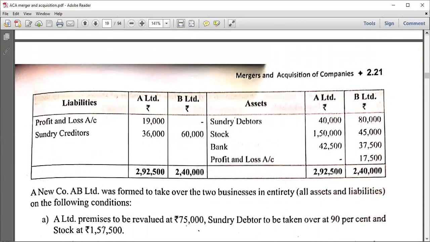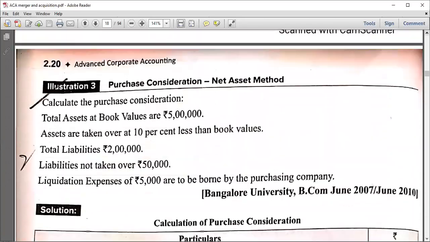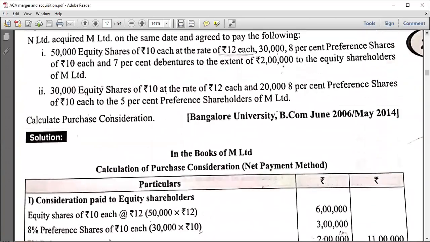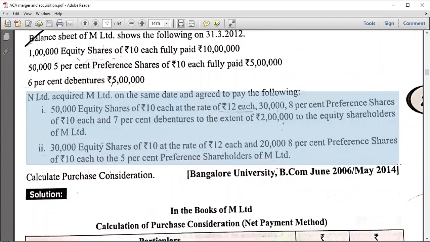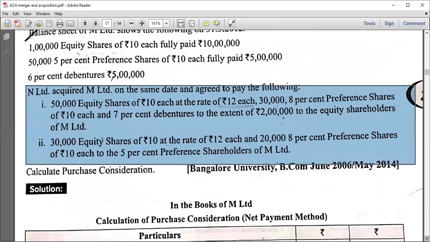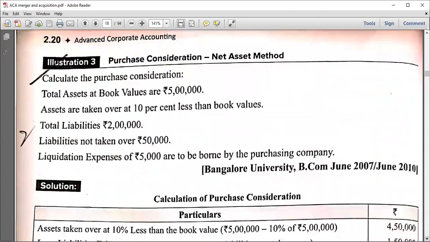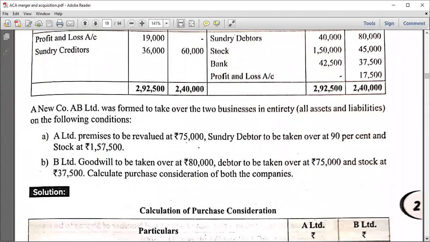So look at the question now, which I've already done in the previous video. Good question. But see here, they have given full information. They have given full information regarding payment to preference shareholders and equity shareholders. Then it is net payment method. But in this case, look at the question now. Question number 5. They have given only assets information. They have not given any payment information, discharge of PC. Now, this is nothing but net asset method.